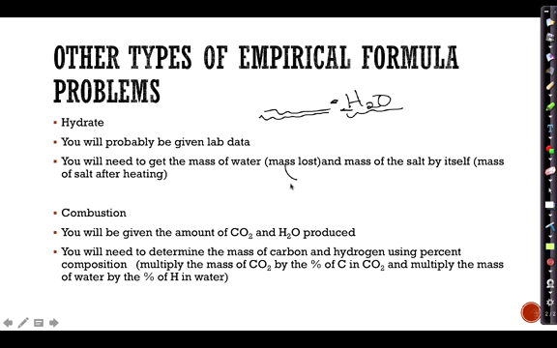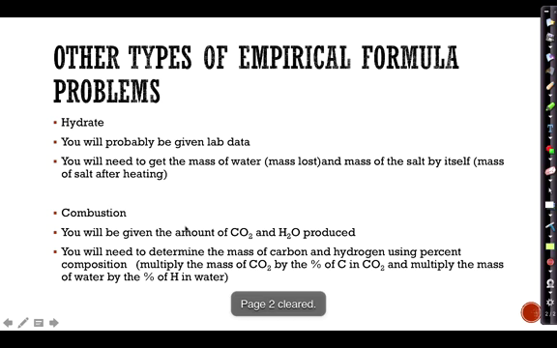loss, because what we do to find the empirical formula of a hydrate is we heat it up. When we heat it up, the water evaporates and we're left with the ionic compound. So the mass lost in a hydrate problem will be your mass of water. The mass of the salt by itself should be the mass of the salt and the crucible after heating, or whatever the container is. Because after you finish heating up that hydrate, the water will evaporate, and what you're left with is the ionic compound by itself. So once you have those two masses, you go to moles, divide by small, multiply till whole, which you probably will not have to multiply.